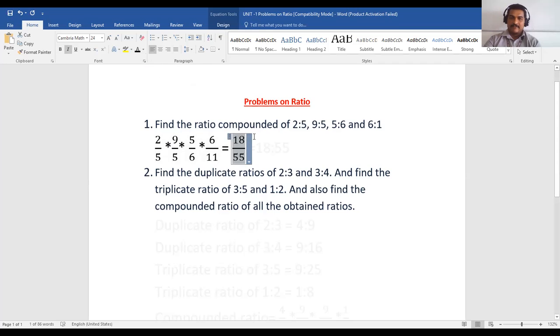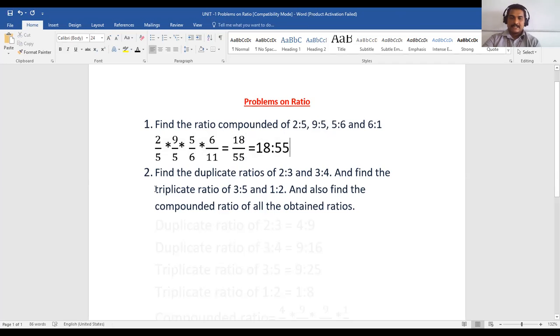8 divided by 55. How we are able to convert the ratio into fraction, in the same way, vice versa, we are able to convert the fraction into ratio. So 18 by 55 can also be written as 18 is to 55. Okay, so the compounded ratio of the given problem is 18 is to 55. Until we are able to simplify, we can simplify. If we are not able to do it, we can stop with that. So this is the solution of the first question.